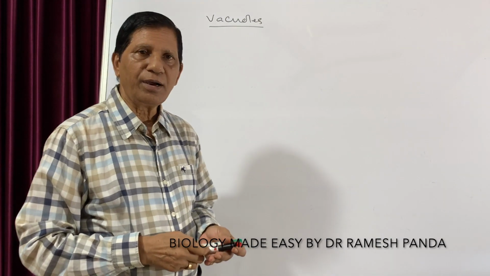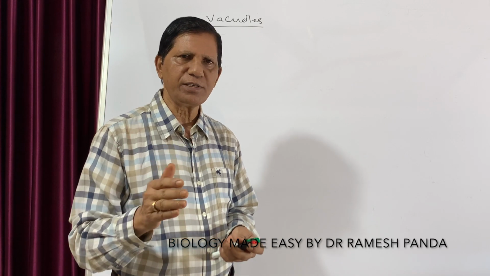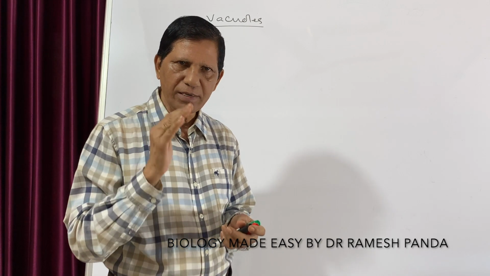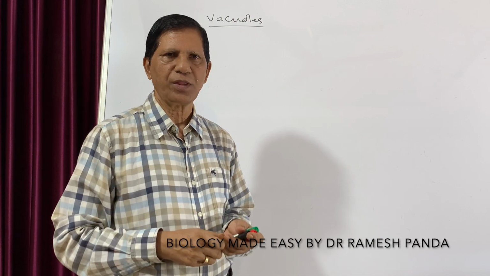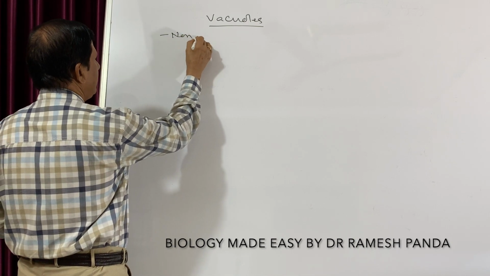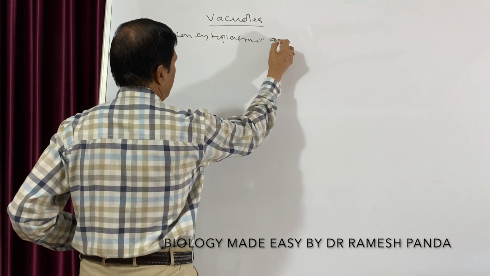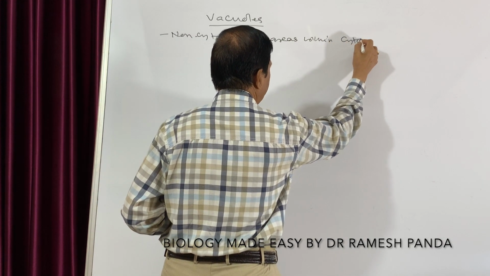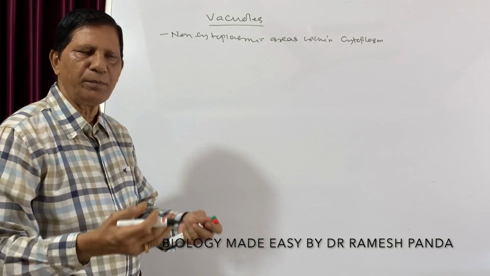Usually the vacuoles are prominently present in plant cells. In animal cells, only small vacuoles are there, or they may be absent. But when we talk about vacuoles, it mostly means the vacuoles present in plant cells. These are usually non-cytoplasmic areas within the cytoplasm, separated by a membrane.